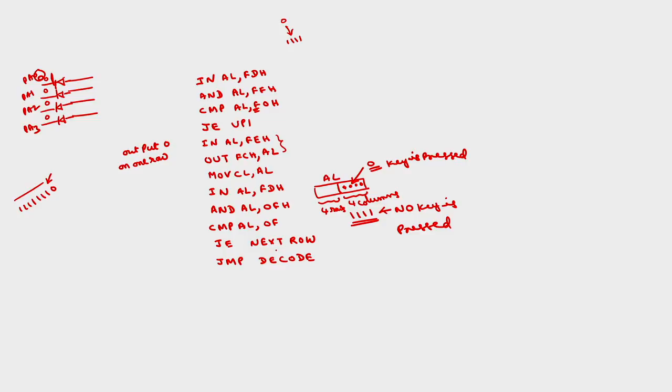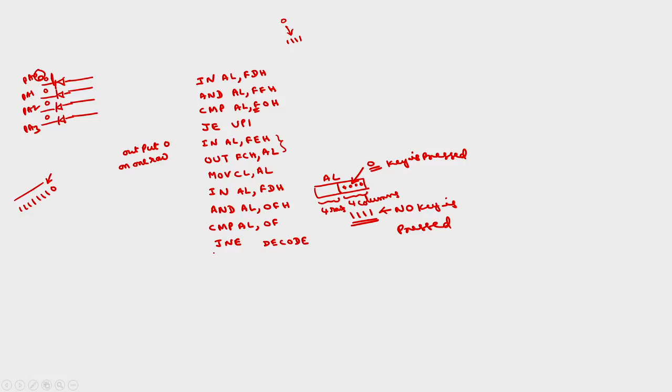So next row means, where should this next row be? Otherwise I will write jump not equal, so that this will be easier. Jump on not equal. So if these two are not equal, means a key is already pressed, we have to go for decode. Otherwise you have to go for the next key.